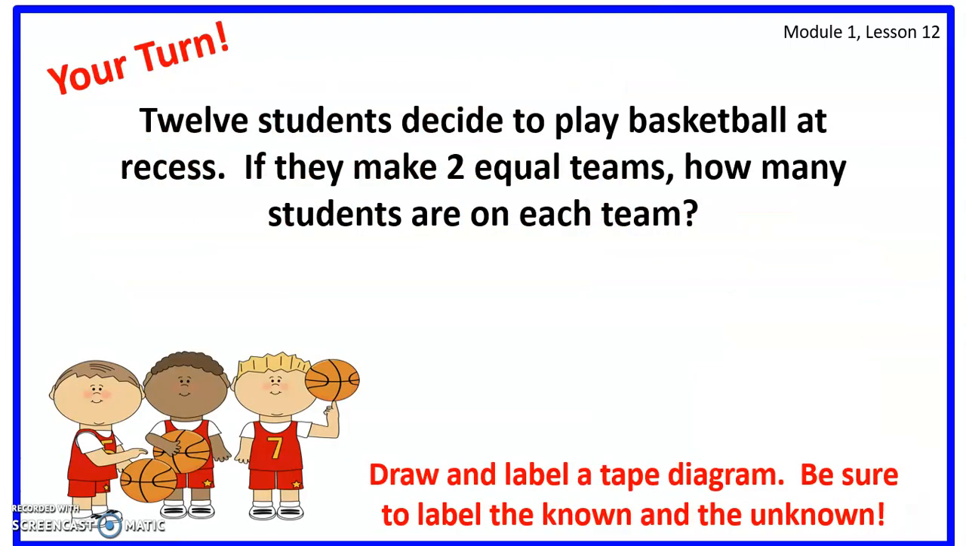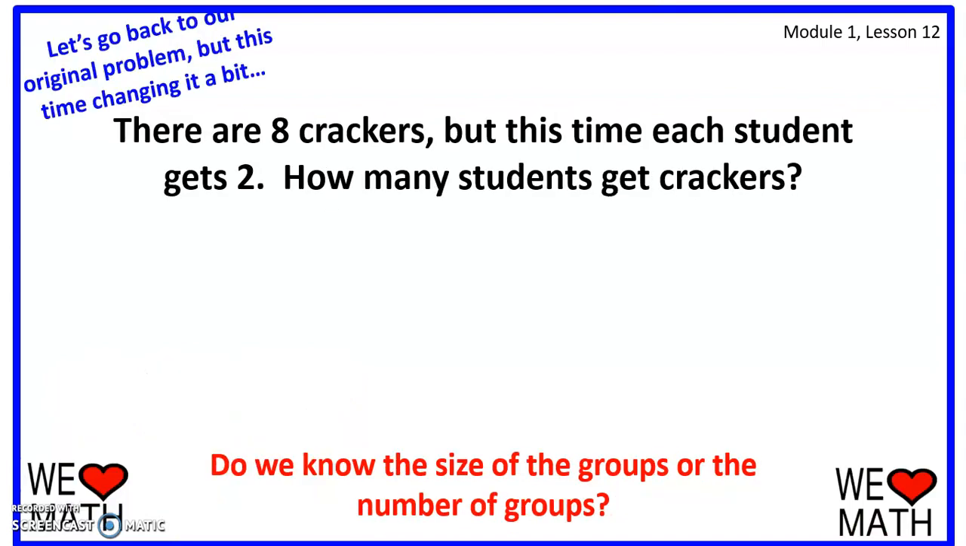Good. Okay, let's look at another example. 12 students decide to play basketball at recess. If they make 2 equal teams, how many students are in each team? That will be 12 divided by 2, which is 6. So there will be 6 students in each team.